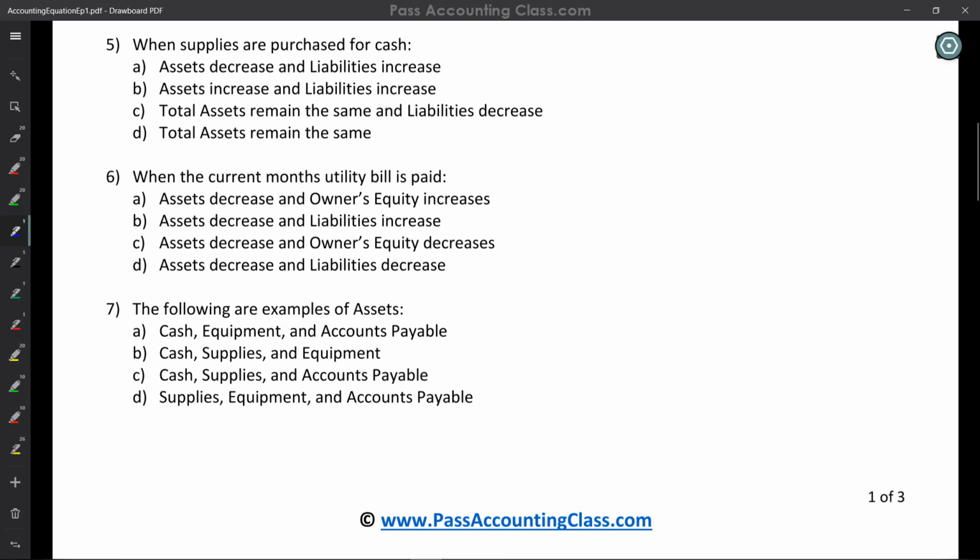Question 5 says, when supplies are purchased for cash, assets decrease and liabilities increase, assets increase and liabilities increase, total assets remain the same and liabilities decrease, or total assets remain the same. So we've got assets equal liabilities plus owner's equity. Supplies, that's an asset. Cash is an asset. So supplies went up and cash went down. So the net effect, our assets remain the same. So that's D.